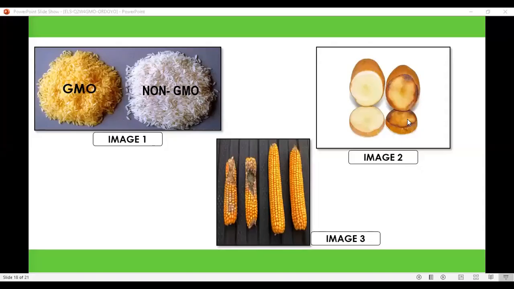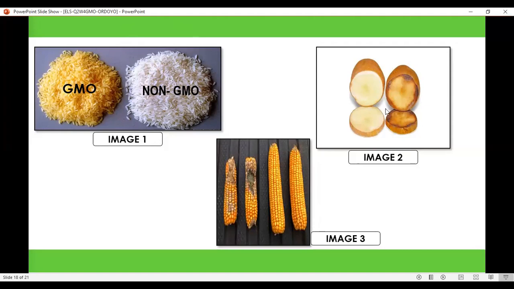For image 2, can you share your thoughts, Miss Sharalyn? Do you have any idea which of these is the GMO and non-GMO? Hi, ma'am. I think the GMO is the one on the left and the non-GMO is the one on the right. Alright, very good again. You get the correct answer.